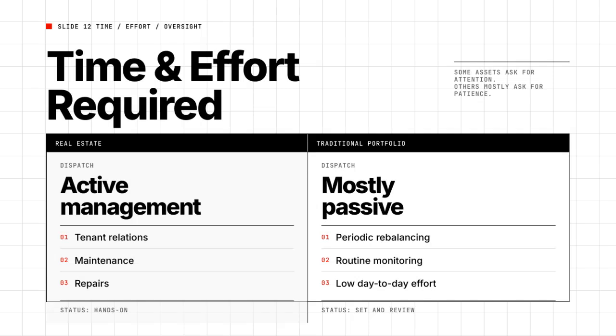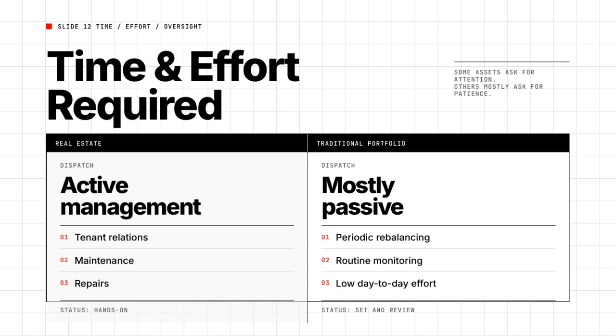When we talk about time, effort, and oversight in managing assets, it's important to recognize that different types of investments demand varying levels of involvement. For example, in real estate, which is part of a traditional portfolio, the management style is typically very active. This means hands-on tasks like maintaining tenant relations, overseeing maintenance, and handling repairs require regular attention and effort.